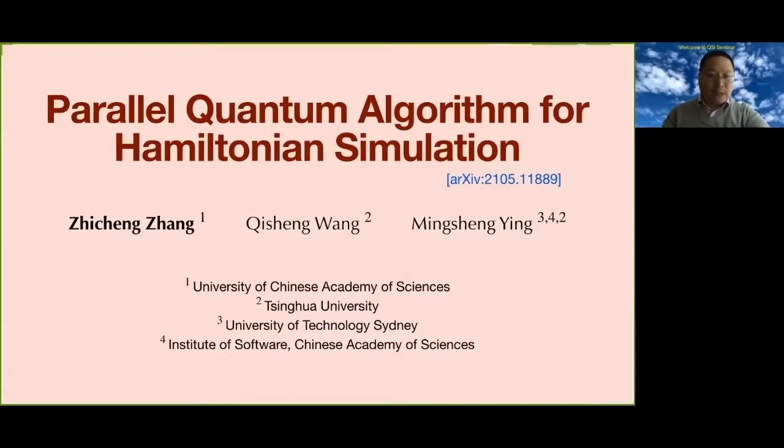Zhicheng has just graduated from the University of Chinese Academy of Sciences. This is a university, as you can see from the name, affiliated with the Chinese Academy of Sciences. Zhicheng has submitted his offshore enrollment to UTS. He will join us shortly under the supervision of Mingsheng Ying. I think Zhicheng, you can take over.